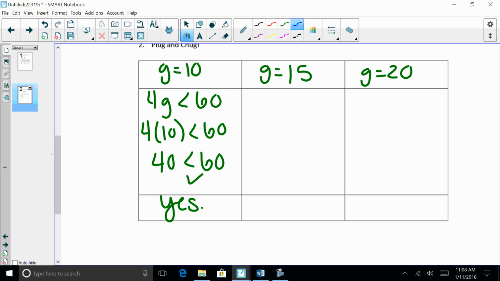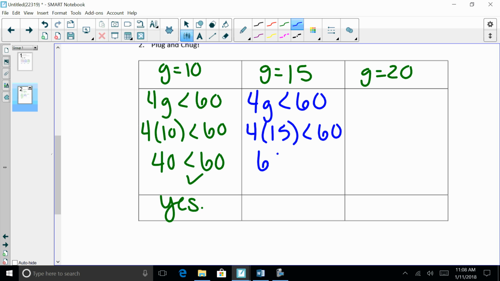I'm going to do the same thing with 15 gallons, rewriting my inequality. So 4 times 15 is less than 60. 4 times 15 is 60. Because this does not say or equal to, 60 is not less than 60. It is equal to it, but we don't have the or equal to bar on our inequality symbol. So no, this is not a solution.